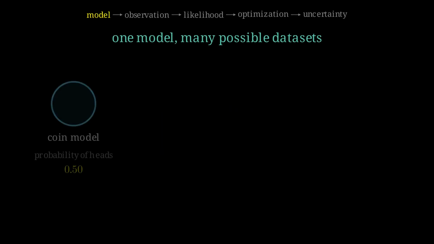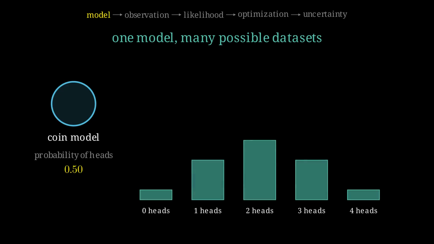Start with a coin model. The dial is its probability of heads. Set it to 1/2 and look at the next 4 flips. 4 tails is possible. 2 heads and 2 tails is more likely. 4 heads is possible too. 1 parameter setting gives a distribution over many possible observations.